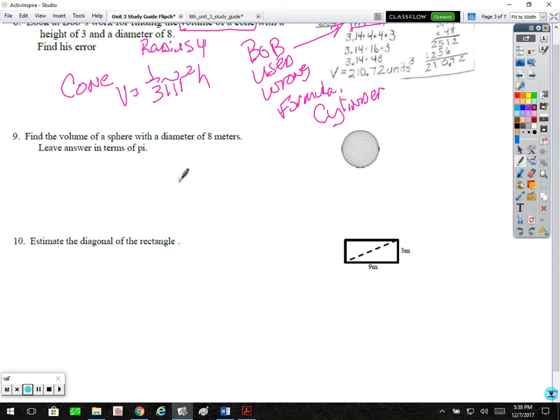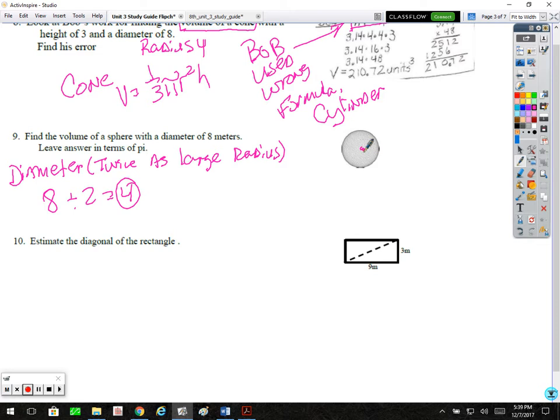All right, find the volume of a sphere that has a diameter of 8. Well, remember, a diameter, okay, is twice the radius. Okay, so the diameter is 2 times the radius. It's twice as big. It's twice as large as the radius. All right. So here, if my diameter is 8, then I'm going to divide that by 2. Gives me 4 for my radius. All right. So here is my radius of 4.